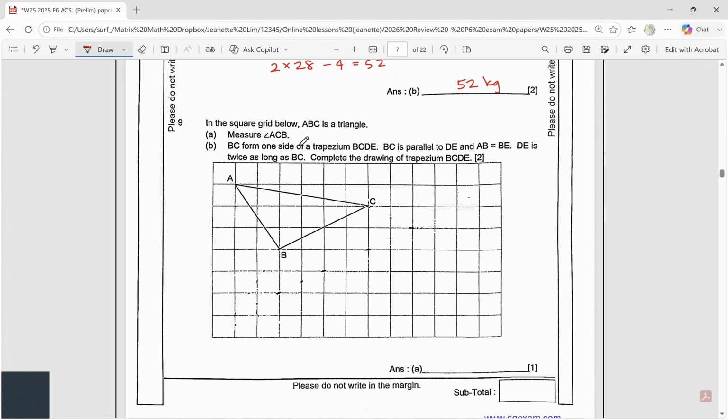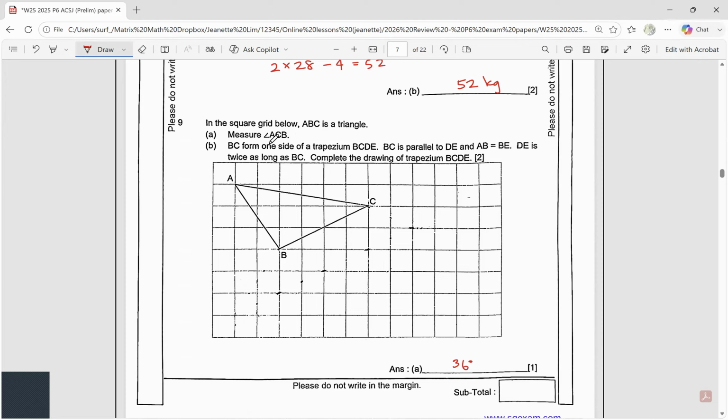Okay, question number 9. ABC is a triangle. It's supposed to measure angle ACB. ACB, okay, I can't use the protractor here now, but you should measure and you should get 36 degrees. Okay, so ACB is 36 degrees.